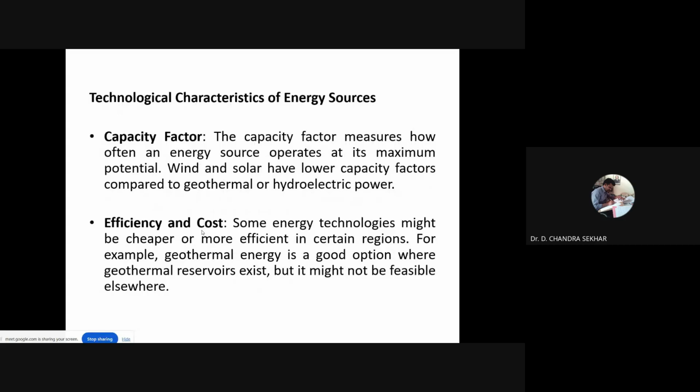Technically, a few factors need to be considered for these energy sources. One is capacity factor. The capacity factor measures how often the source operates compared to the geothermal and hydroelectric power, and efficiency and cost. Some energy technologies might be cheaper or more efficient in certain regions. For example, geothermal is a good option where geothermal reservoirs exist, but it may not be feasible somewhere else.